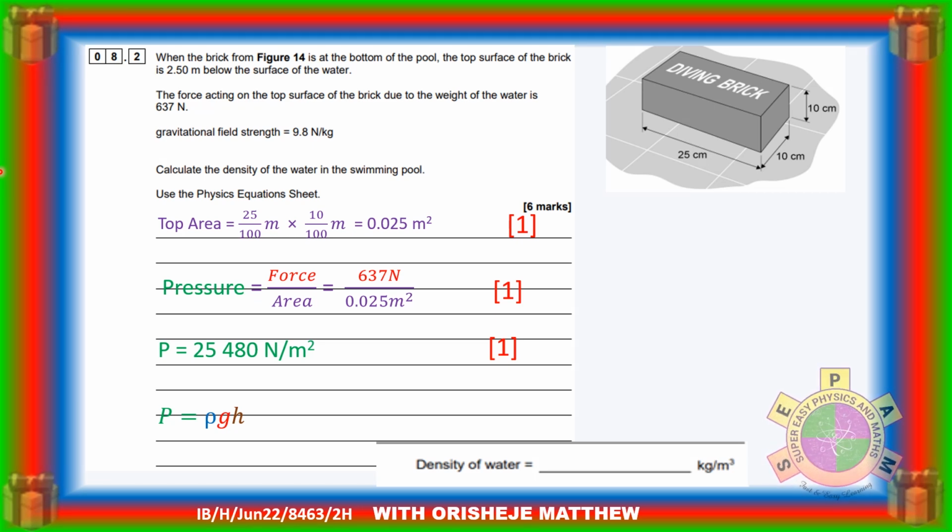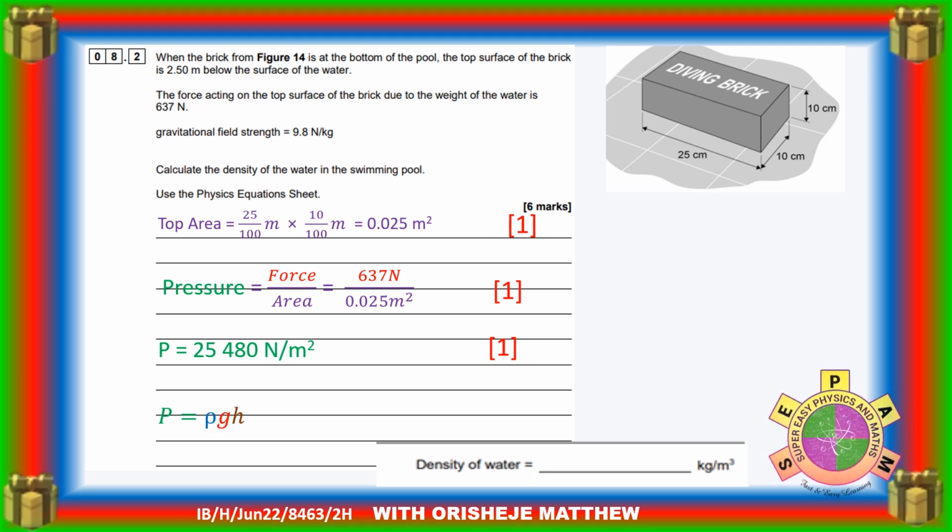But let's substitute the parameters that we have. Out of these four parameters, we have pressure, green, density, blue, strength of gravity, g, then the h. So the only thing we don't know there is the density. Pressure is given to us. We've already calculated it in the last question. Pressure is 25,480 Newton per meter square, or 25,480 Pascal. So let's substitute.